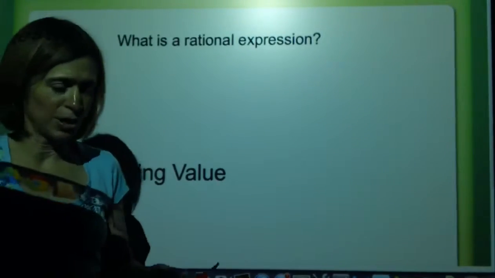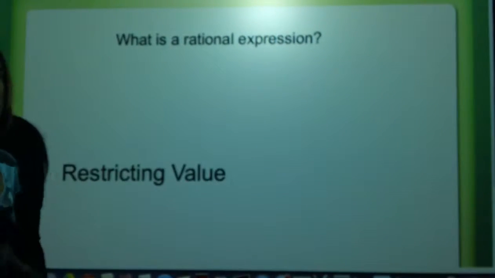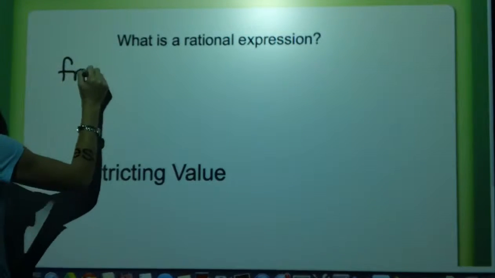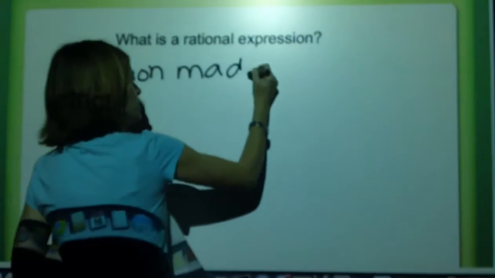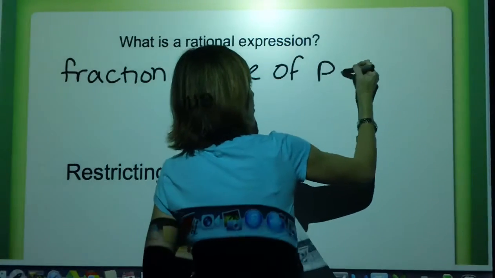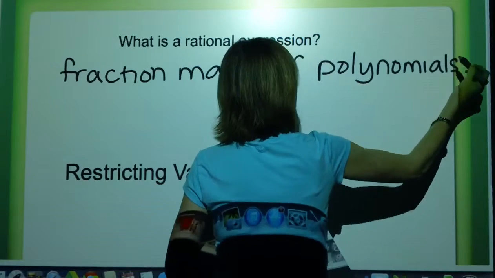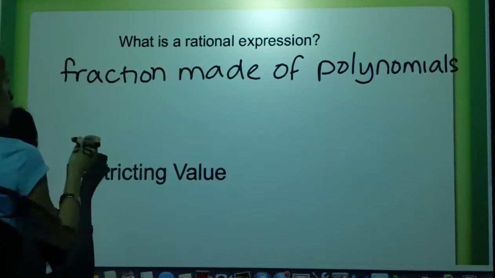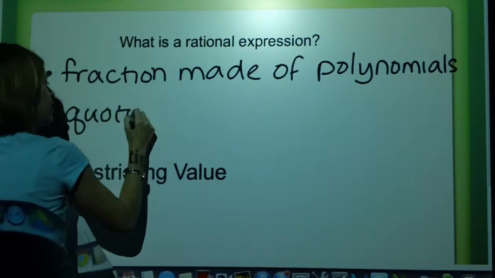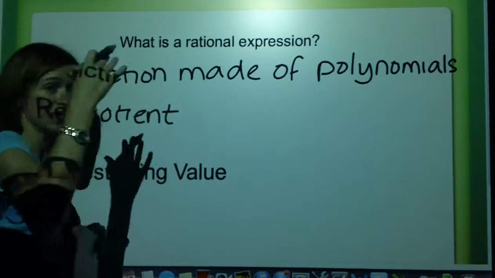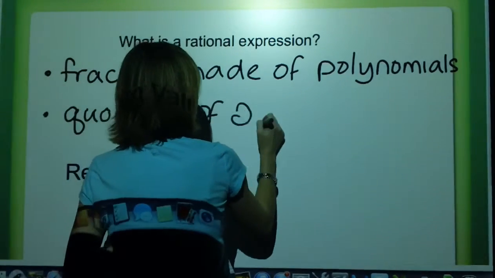So what is a rational expression? I'm going to give you a couple of different Coach Fred versions of what it means. It's a fraction made up of polynomials. And we've talked about that word polynomials at this point. It's also considered the quotient. Remember, quotient means division, and a fraction is dividing two values. The quotient of two polynomials.